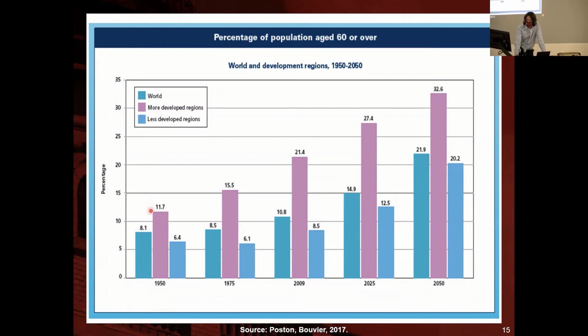In more developed regions, this percentage is even higher, exactly because in those countries, fertility declined before and mortality improved before. So you have more people in older ages. But even in less developed regions, you also have an increase of older populations from 6.4% in 1950 to 20.2% in 2050, as expected by the projections. Okay?